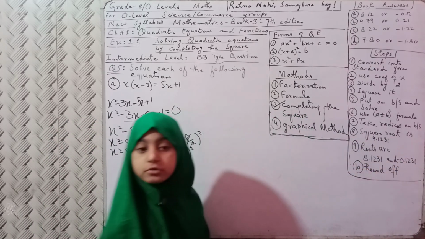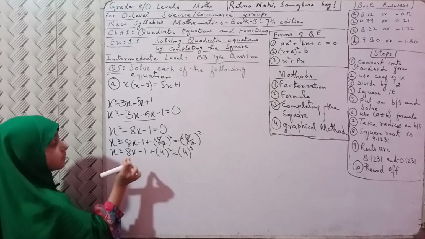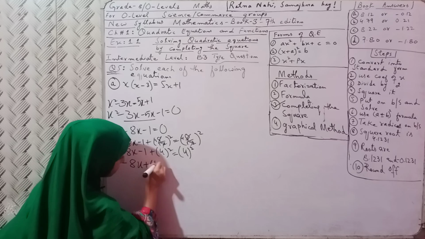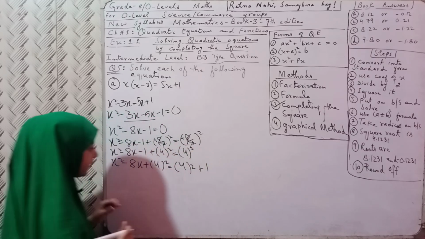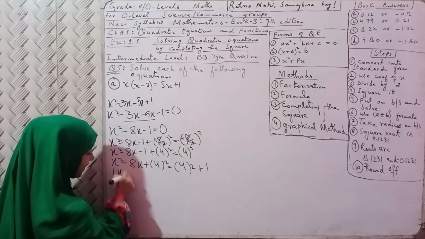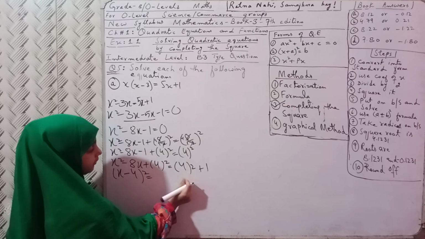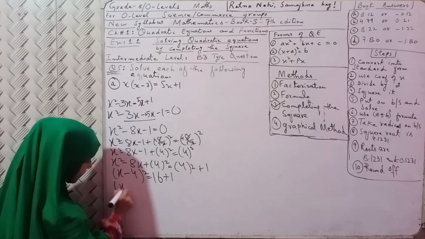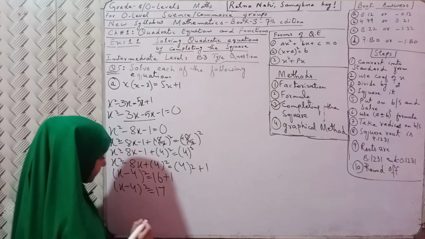Now use a plus b whole square formula or a minus b whole square formula. So x square minus 8x plus 4 plus 1. Now we can use a minus b whole square formula. So here will come x minus 4 whole square is equal to, now 4 4s are 16 plus 1, 17. x minus 4 whole square is equal to 17.